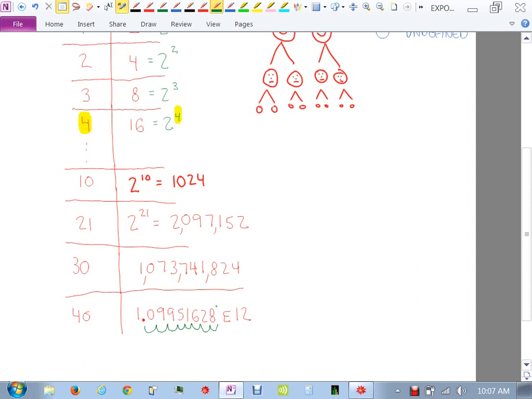So I would need to write it out. It would come out to be 1,099,511,627,776. Let me count it real quick. Started here: 1 2 3 4 5 6 7 8 9 10 11 12. Yes, okay, that works. So that's the number. Let me put some commas in here.